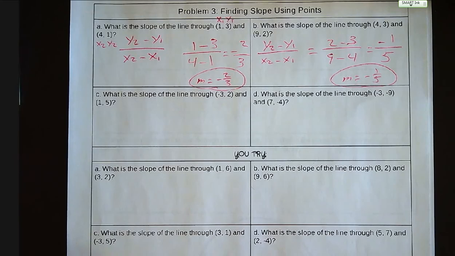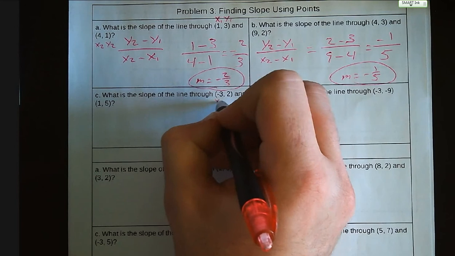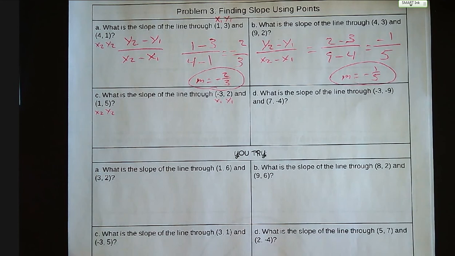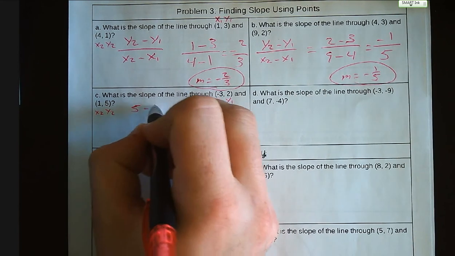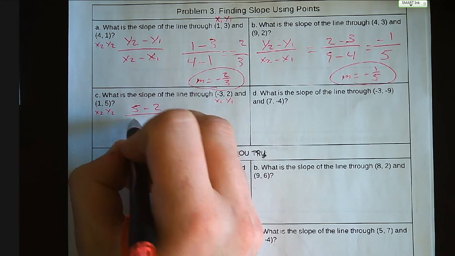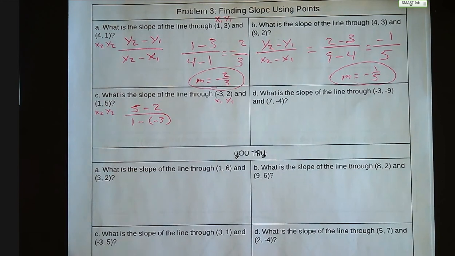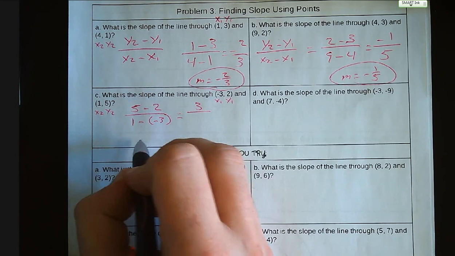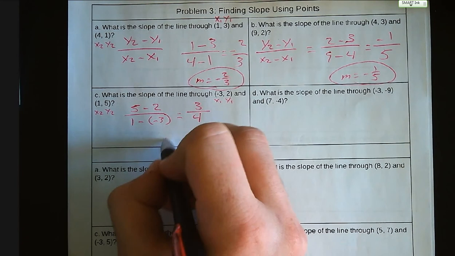Okay. Letter C, what is the slope of the line through the points (-3, 2) and (1, 5)? So these are where you need to start being careful with your negative signs and our negative rules. So y2 is 5 minus y1 is 2 over 1 minus -3. So make sure we are adding. So we have 5 minus 2 is 3. 1 minus -3 is a +4, so our slope is 3/4.